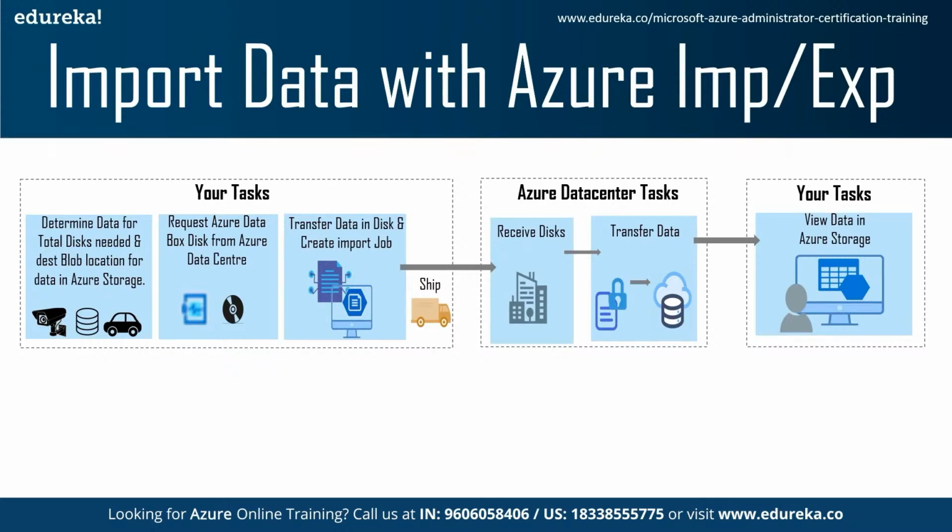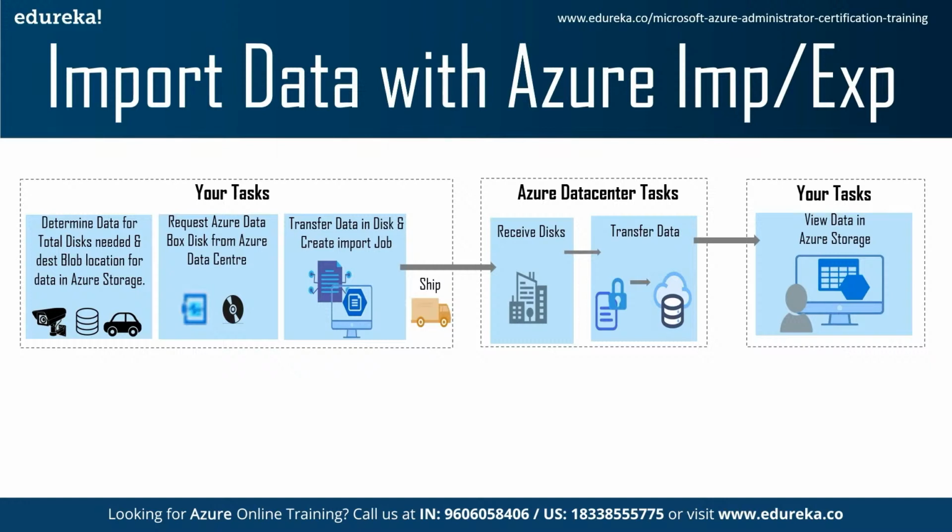Download this tool from the Microsoft Download Center, and I will show it to you in a demo when we move on to the further process, how you can download the WA Import/Export tool. Also, you should have an active shipping carrier account, like FedEx or DHL, for shipping drives to an Azure data center. You can see this diagram, which summarizes the steps involved to import data. You have to complete the following steps: determine the data to be imported, the number of drives you need, and the destination blob location for your data in Azure storage.